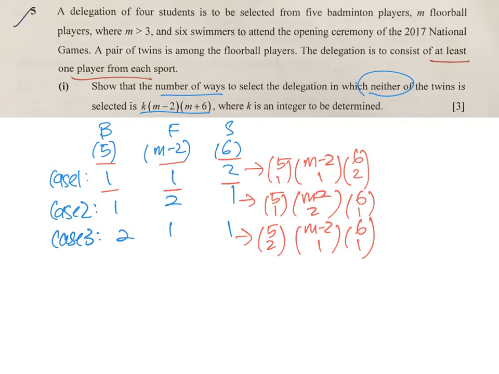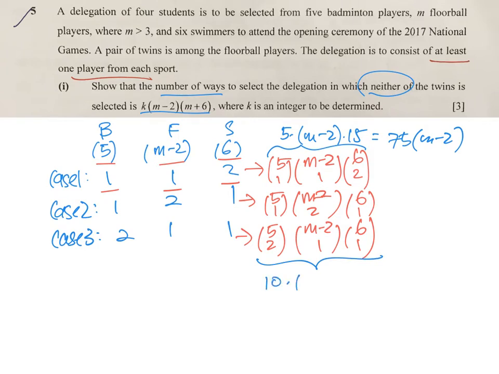For the first case, let us try to simplify the expression. 5 choose 1 basically is 5. n minus 2 choose 1 is n minus 2. And 6 choose 2 is actually 15. So this works out to be 75 times of n minus 2. For the third case, 5 choose 2 is actually 10. n minus 2 choose 1 is n minus 2. And 6 choose 1 is 6. So this is 60 times of n minus 2.